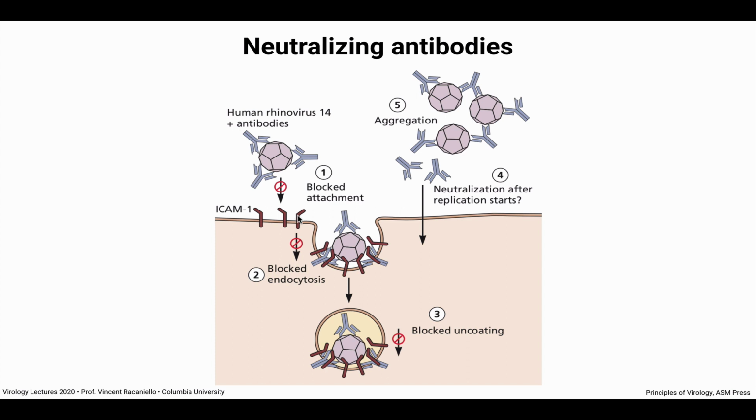But that's not the only way they work. The antibodies can also allow attachment but block endocytosis. They might allow, when bound, attachment and endocytosis, but block uncoating, the release of the nucleic acid. Different mechanisms. Sometimes the antibodies cause aggregation of the virus particle, which prevents them from infecting. And in some cases, there is neutralization after replication.